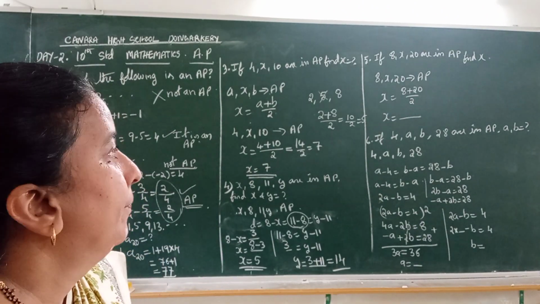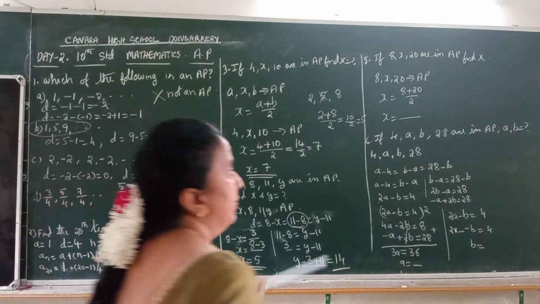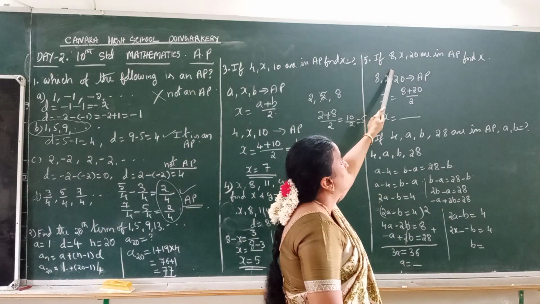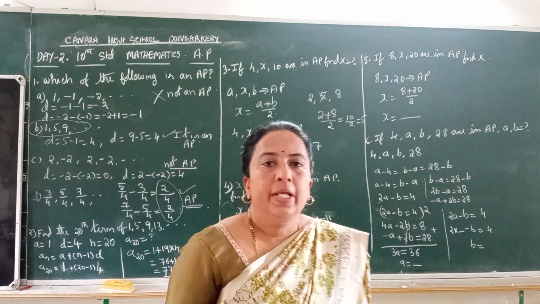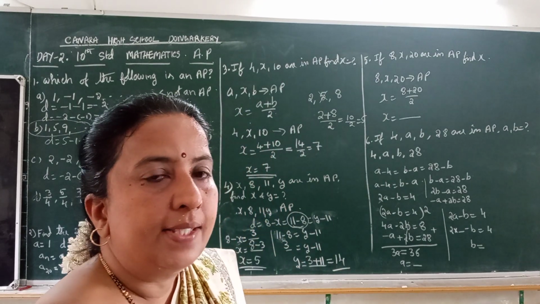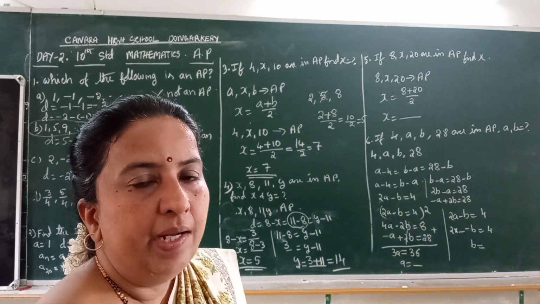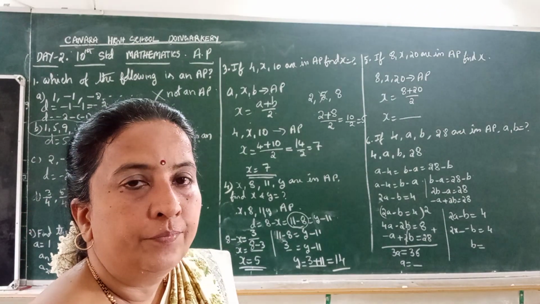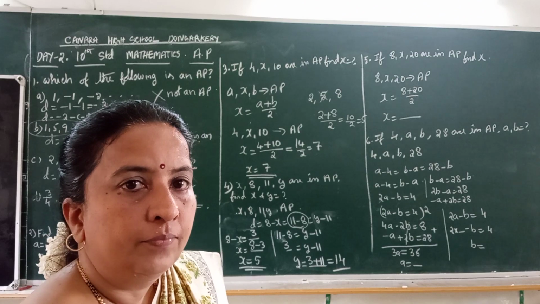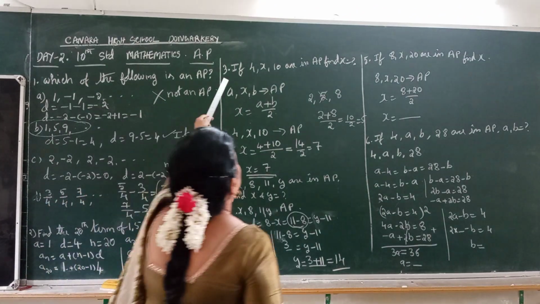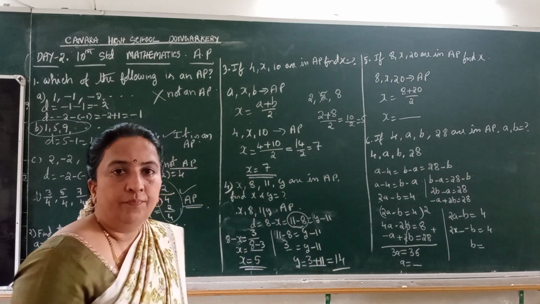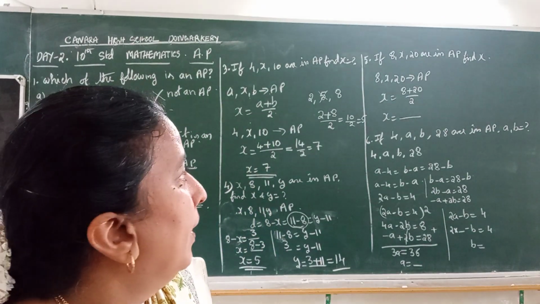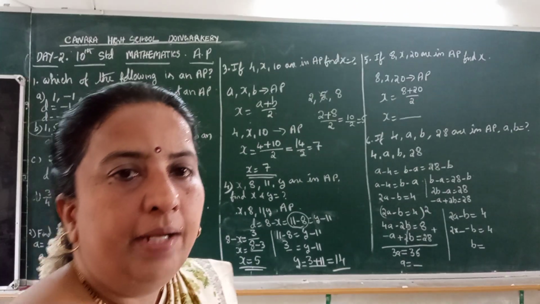Again with the 3 terms. If 8, x, 20 are in AP, find x. Same as the third one or the fourth one? Same as the third one. 3 terms given. Right. 8, x, 20 in AP.